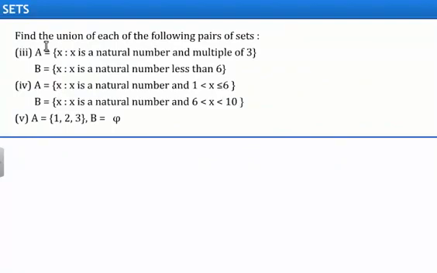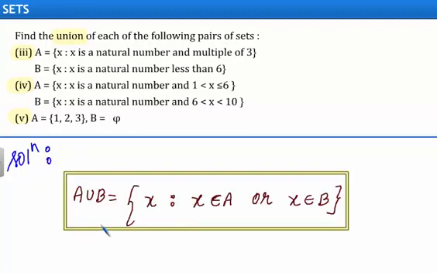In this question, we need to find union of each of the following pairs of sets. Let us see the solution. Before proceeding on with the solution, let us recall the definition of A union B. A union B is equal to set of X such that X belongs to the set A or X belongs to the set B.